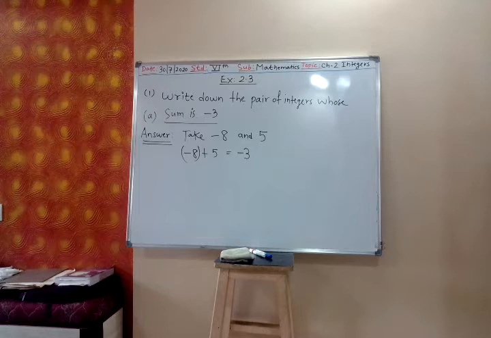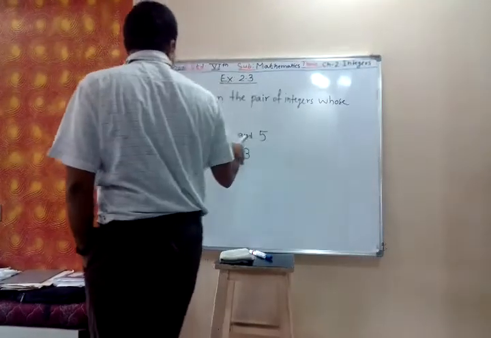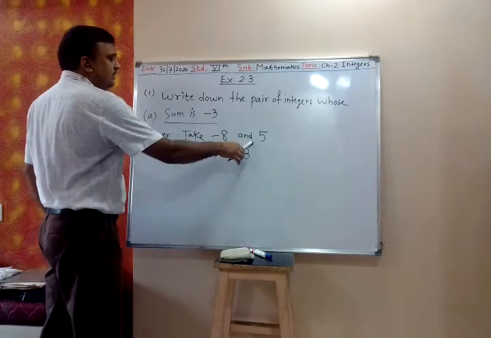Mute the microphone. See, pair of integers means you have to take two integers. You can take any two integers. I have taken -8 and 5. When we add -8 and 5, we get -3.